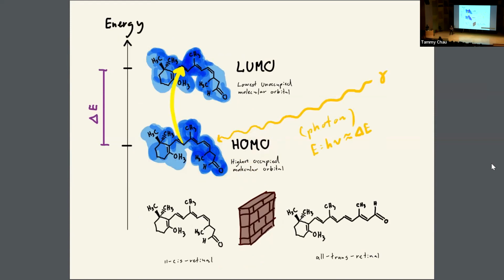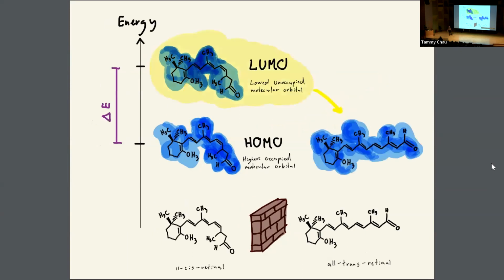It can get this energy from a photon. In this case, for retinol, the energy of the photon, that difference between these two molecular orbitals, corresponds to the visible range of light. The way that you are able to see different colors is really interesting. That is because you have the same molecule, same molecular orbitals, but the energy difference between them is changed slightly by the shape of the opsin protein around the molecule.